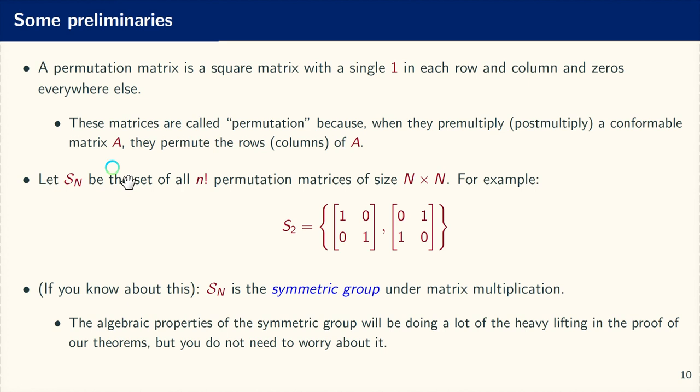If you know a little bit about this, S_n happens to be the symmetric group under matrix multiplication. And we are going to take advantage of the algebraic properties of the symmetric group to do a lot of the heavy lifting in the proofs of our theorems. But you don't need to worry about it, because these algebraic properties are not going to be important to follow this video.